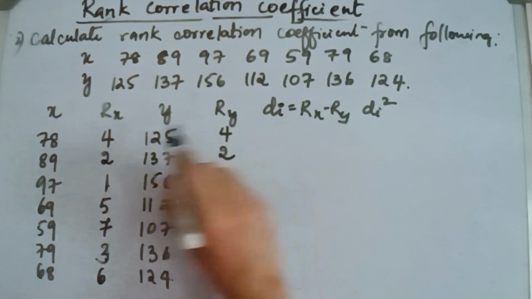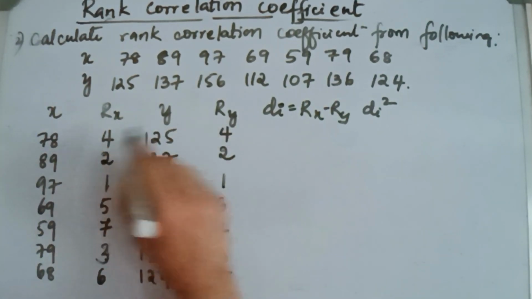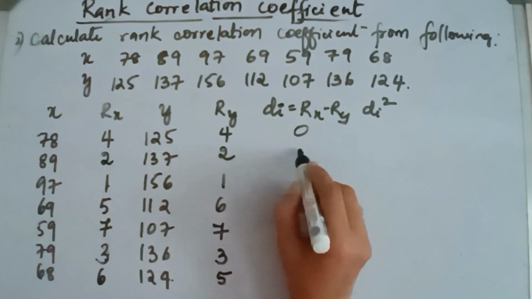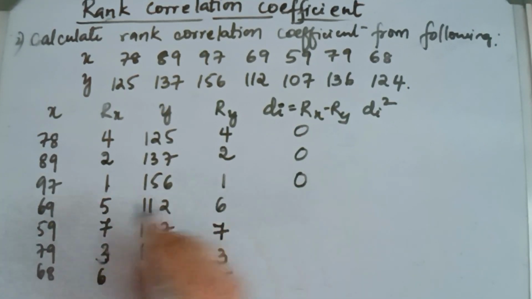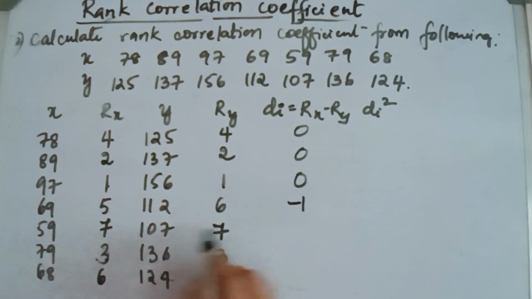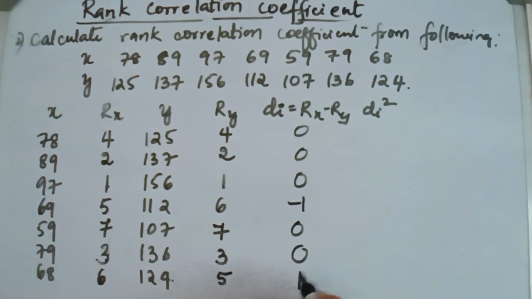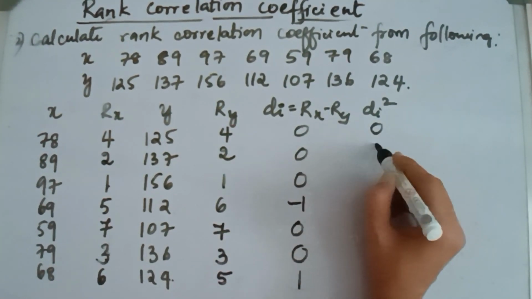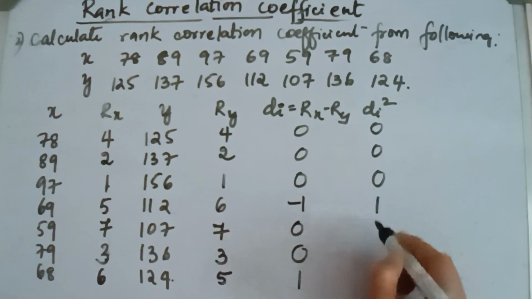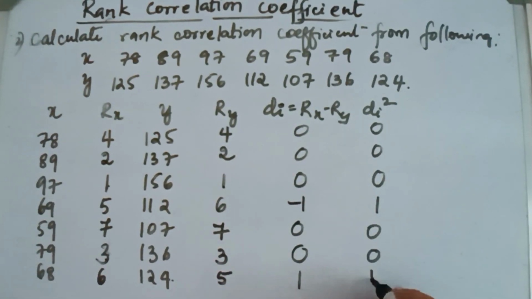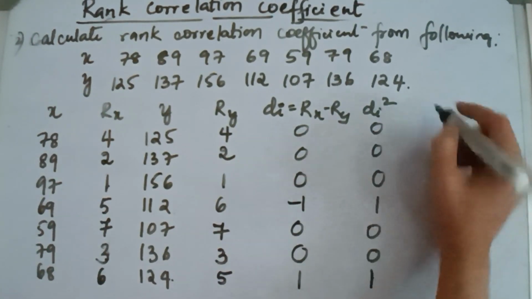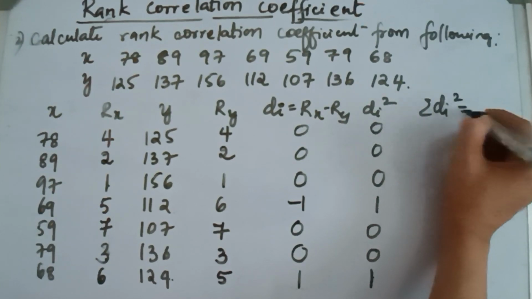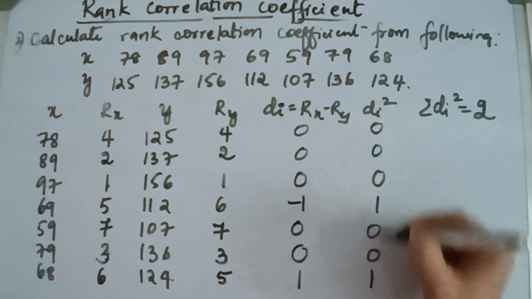Now you have to find the difference between these two ranks. 4 minus 4 is 0, 2 minus 2 is 0, 1 minus 1 is 0, 5 minus 6 is minus 1, 7 minus 7 is 0, 3 minus 3 is 0, 6 minus 5 is 1. Then di square: 0, 0, 0, minus 1 whole square is 1, 0, 0, and 1. So the summation of di square is equal to 2, because 1 plus 1 is 2.